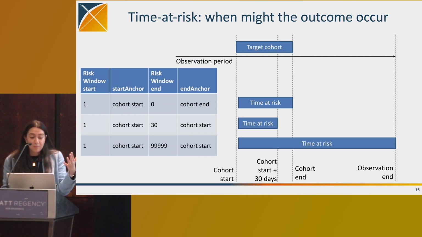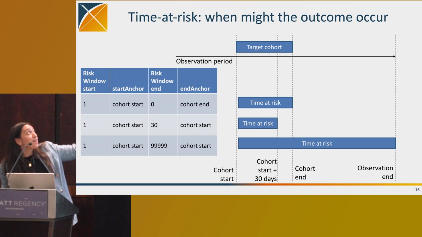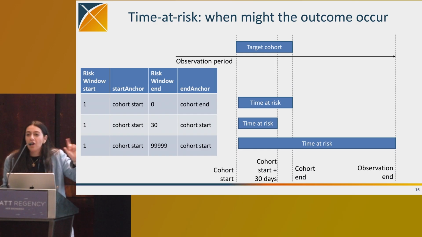So for the on-treatment design, that's the first row that's shown. The start anchor is the cohort start. The end anchor is the cohort end. And the risk window end is 0, meaning we're not adjusting from the end anchor at all. In the second case, where we're looking only 30 days out from when the person entered the cohort, now we'll use, again, cohort start as our start anchor. Our end anchor will be cohort start. Our risk window end is 30, meaning that we're adjusting 30 days out from that end anchor of cohort start to get the 30-day window that we're interested in for our time at risk.